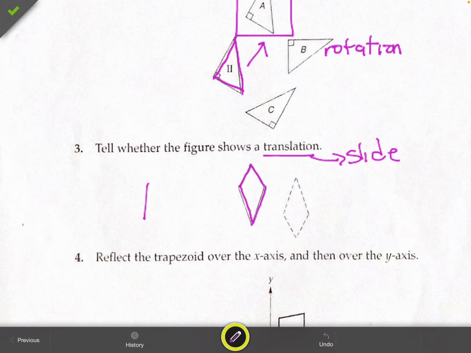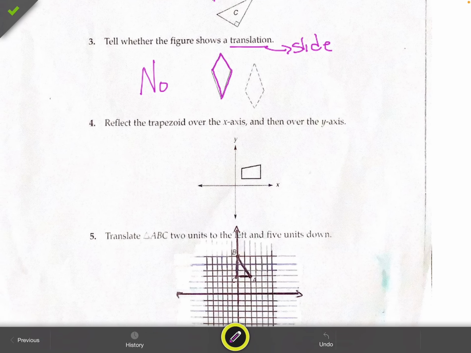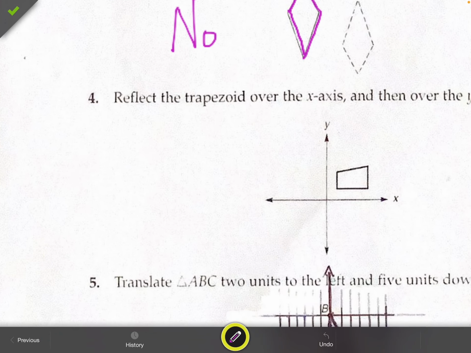Okay, and that would be no, right? Possibly that's a rotation of some sort, possibly. But it's definitely not a translation. It's not sliding. All right, number 4 says reflect the trapezoid over the x-axis and then over the y-axis.